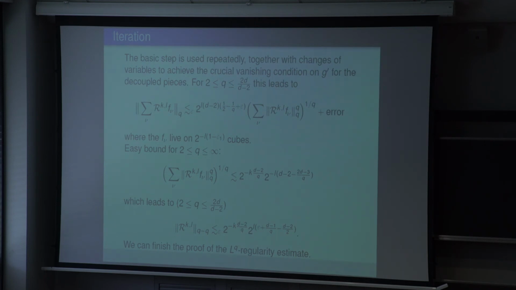Now the function is supported on a set of diameter 2 to the minus L. So we gain that support in the L infinity estimate. That's a huge gain. That's 2 to the minus L to the power d minus 2. So that gain will help us put these estimates together and then get the right result for the LQ norm of this piece R_kL. And then we sum in L, lose a logarithm, and we can finish the theorem.